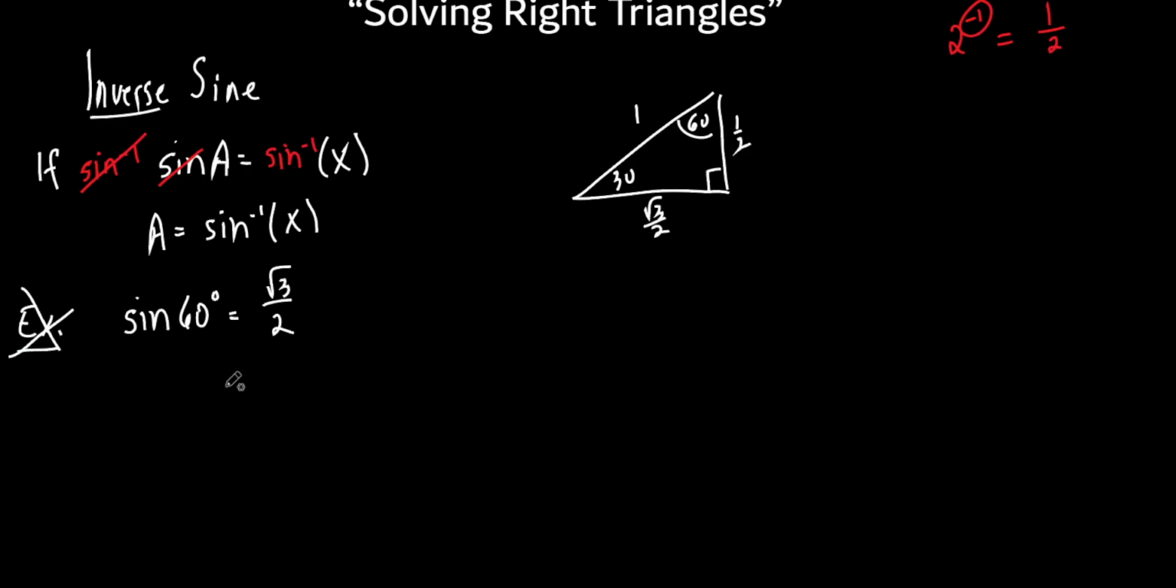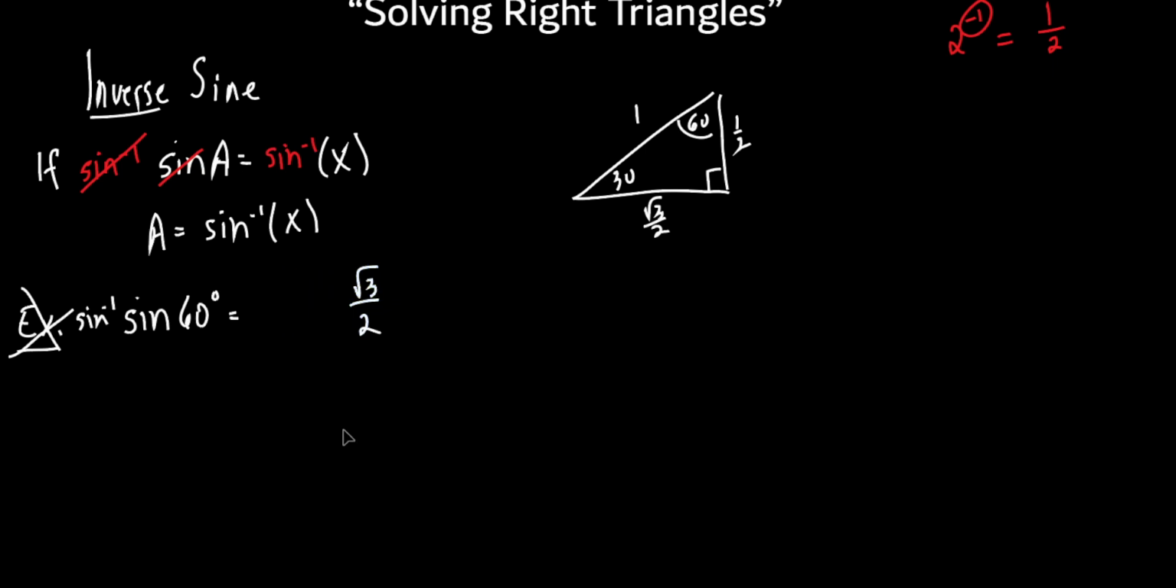What I want to do is get 60 by itself, take this sine and put it over to the other side. So what's going to happen? Well, I'm going to take the inverse sine of this, correct? Let's push this over so I can write it over here.